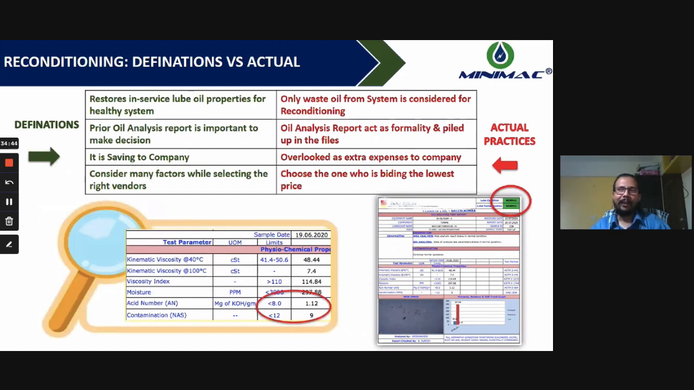Again, the reconditioning definition. It is normally taken that reconditioning means we are regenerating the oil. This is not regeneration of the oil, because oil once lost cannot be regenerated. But yes, if oil is in a bad condition, we can bring it back to original condition. So how to restore the oil is fully a technical challenge, and it can be done only by the experts.